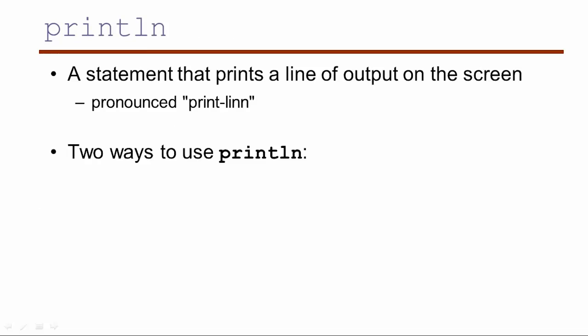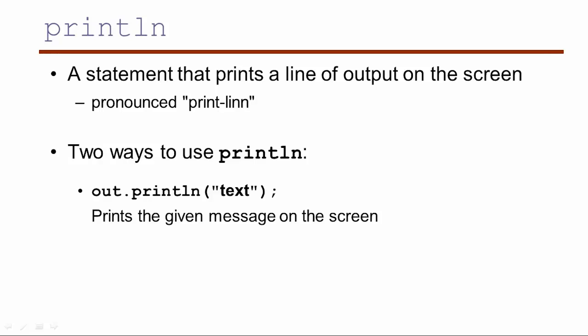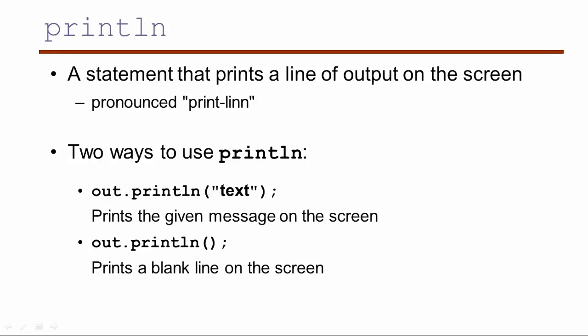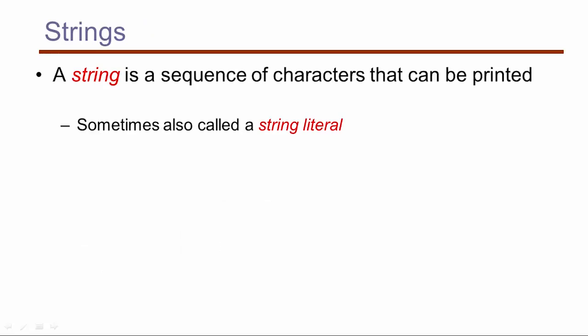So the println statement displays output on the screen or a text box associated with the out object. There are two ways to use the println statement. You can use it to display a specific message, or you can use it to print a blank line. Next, let's look at how we specify the words we want printed. We print what is known as a string, which is simply a sequence of characters. Formally, we call this a string literal.